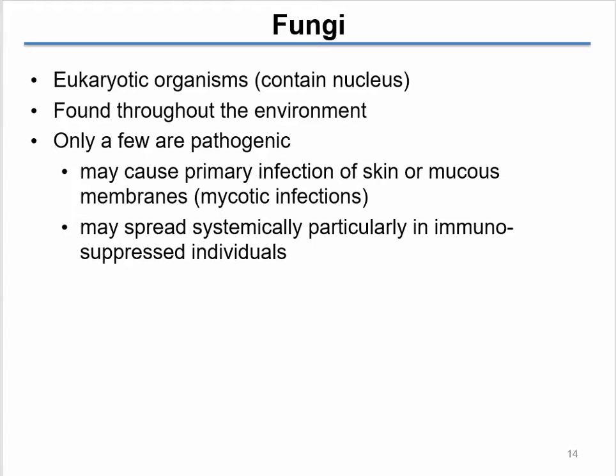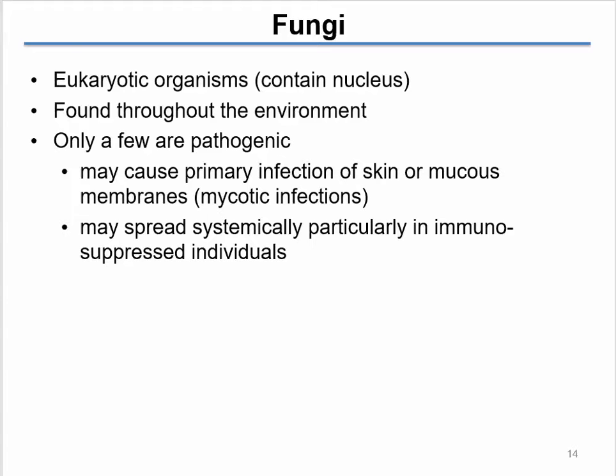A lot of them end up growing on the skin, so they're primary infections of the skin. So these are fungal infections, things like ringworm and athlete's foot. Those sorts of infections just grow on the skin. Some of them are in the mucous membranes, things like thrush in the mouth, and that kind of thing. They happen a lot of times when somebody is immunosuppressed.